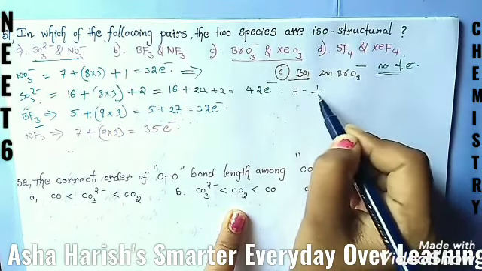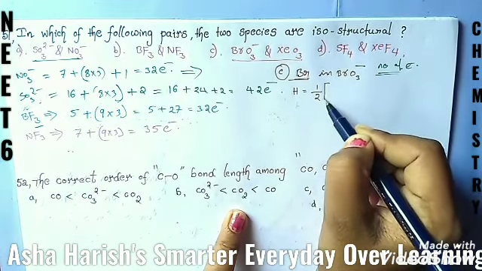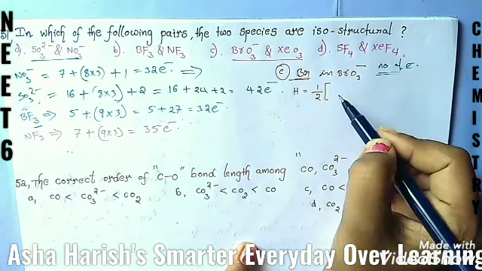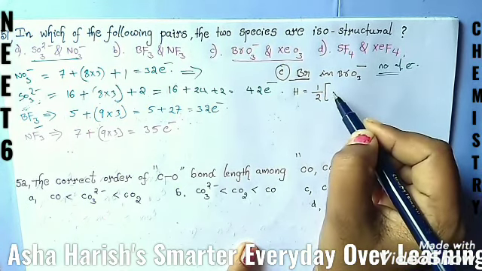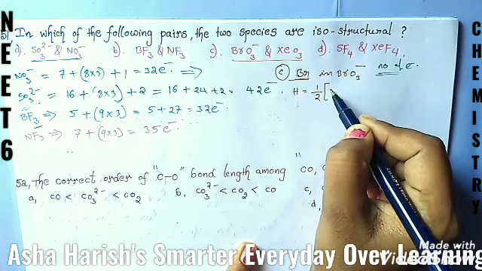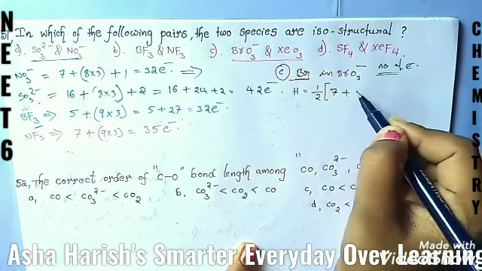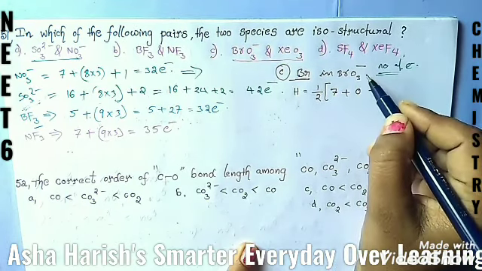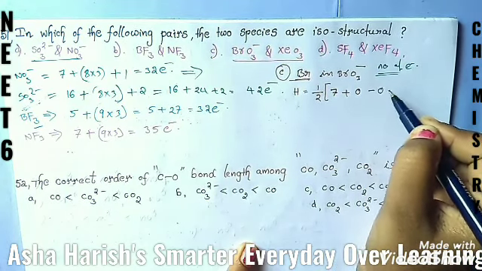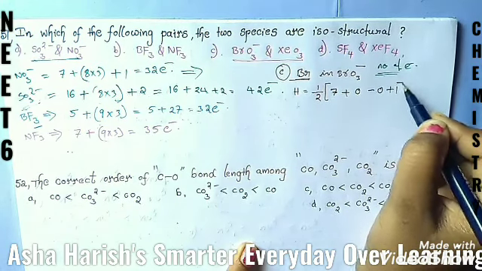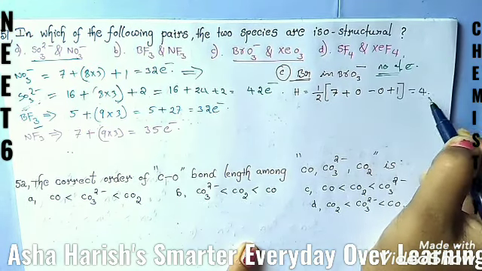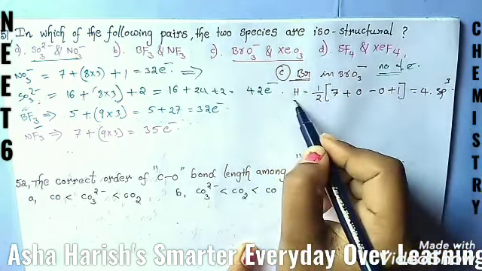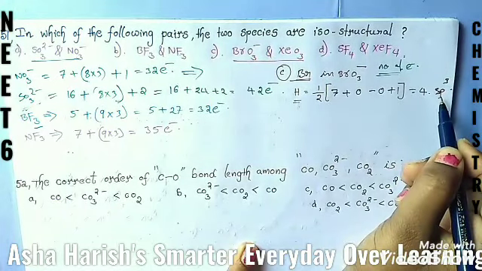For this one formula, half into the number of valency electrons, based upon atomicity and the anion's charge and the cation charge, right? Half into here the valency electrons are 7 plus atomicity here 0. Here we have an anion, so in the place of cation you can take 0, plus 1, and that gives 4. This is sp3 hybridization. If we have an H value, hybridization number 4, that is sp3 hybridization.